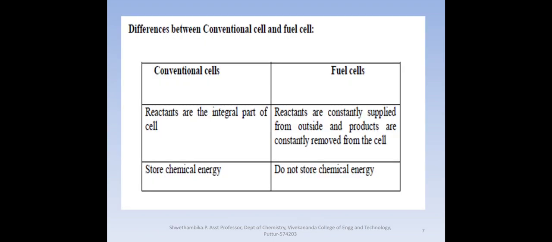So let us now distinguish between the conventional cells and the fuel cells. Conventional cells are nothing but the storage cells, or in common language we call them batteries. Batteries are considered one of the best ways the energy demand is met, and the fuel cell is considered one of the modern techniques where the energy demand is met.